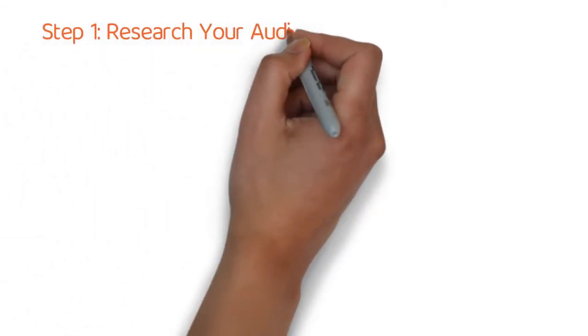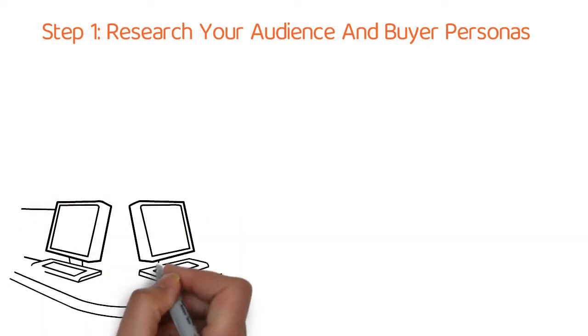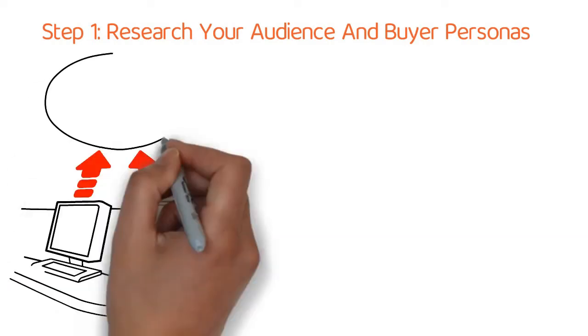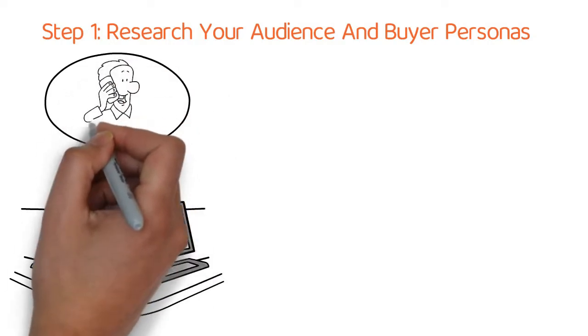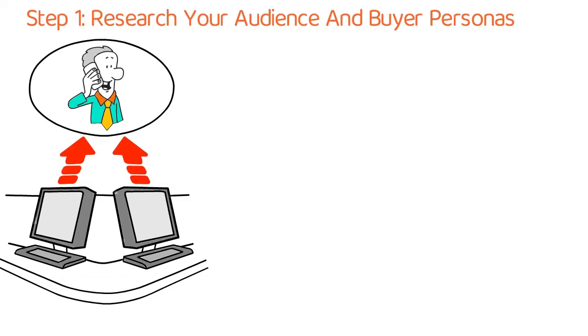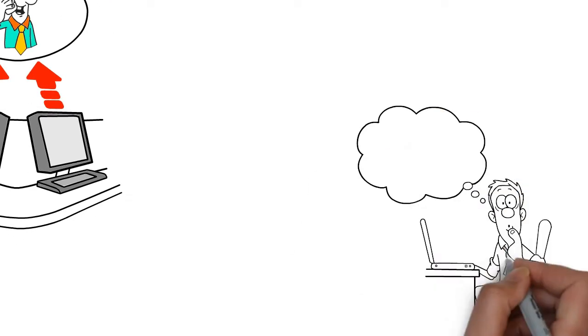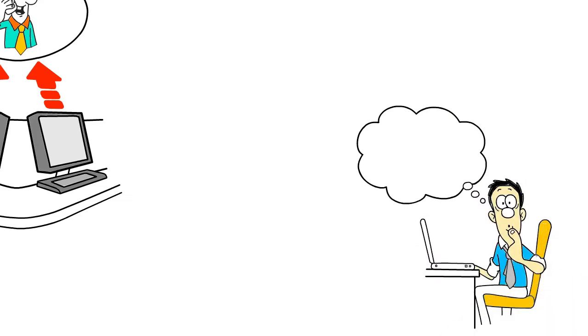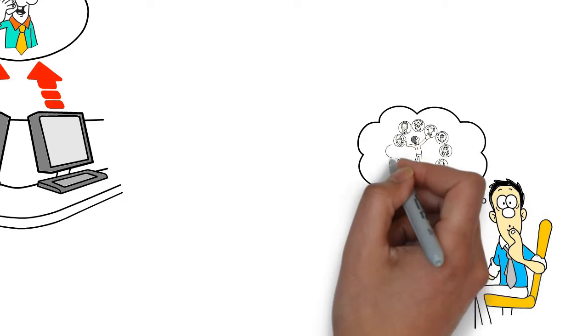Step number 1. Research your audience and buyer personas. The first step in developing a social media marketing plan is to figure out who your buyer personas and audience are so you can cater to their demands and interests. Think about the types of people you want to reach and connect with on social media, and then ask yourself why you want to reach this specific group of people.